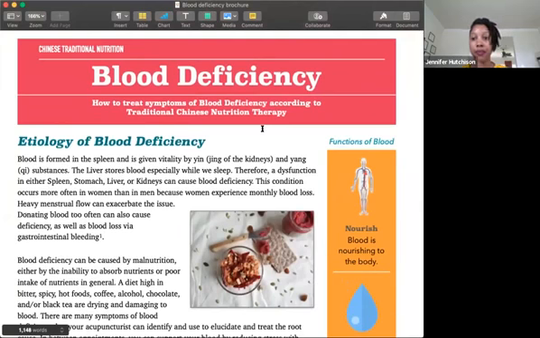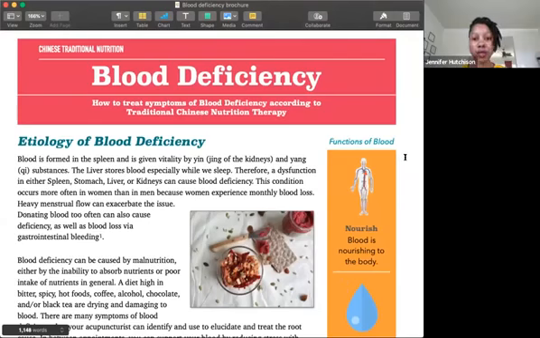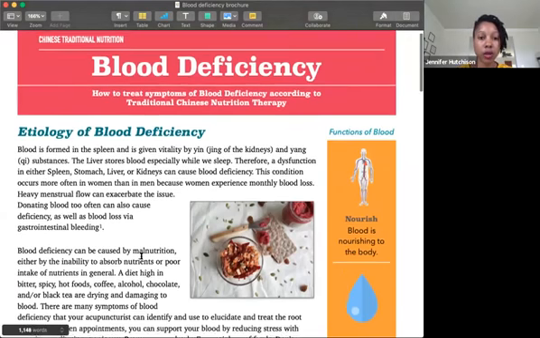Okay, so how to treat symptoms of blood deficiency according to Chinese traditional medicine. And this is kind of like nutrition therapy as well, because I'm going to have a recipe at the end as well. But I'll talk first a little bit about the etiology of blood deficiency.